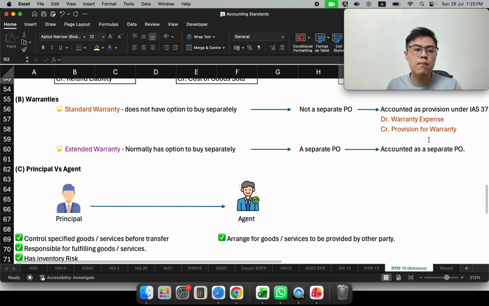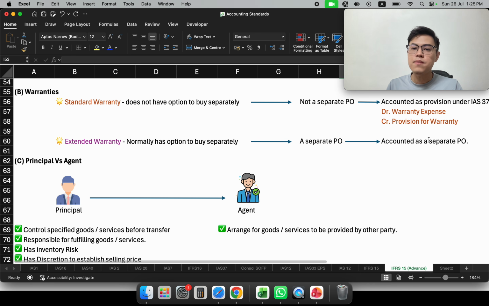And the third part, B, is on the warranty. Sometimes we buy certain things and they provide a warranty. Example, buying a phone. If the phone I buy is 5,000, normally the phone will come with a standard warranty. Standard warranty, we call it an upon-specifications warranty, or an assurance type warranty. This assurance type warranty, we don't sell it separately, because when we buy the iPhone at 5,000, it comes together with a 12-month warranty, and it's not a separate performance obligation.